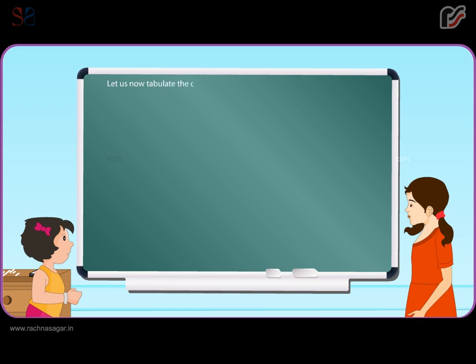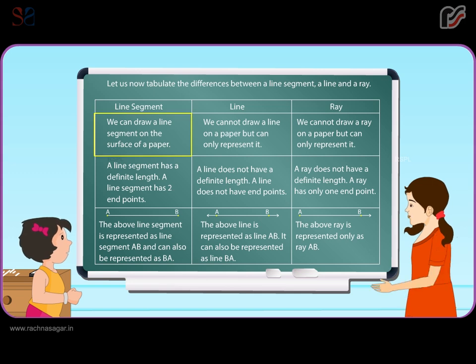Let us now tabulate the differences between a line segment, a line, and a ray. Line segment. We can draw a line segment on the surface of a paper. Line. We cannot draw a line on a paper but can only represent it. Ray. We cannot draw a ray on a paper but can only represent it. Line segment. A line segment has a definite length. A line segment has two endpoints. Line. A line does not have a definite length. A line does not have endpoints. Ray. A ray does not have a definite length. A ray has only one endpoint.